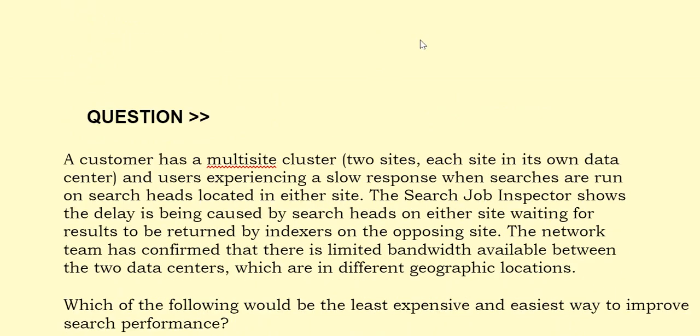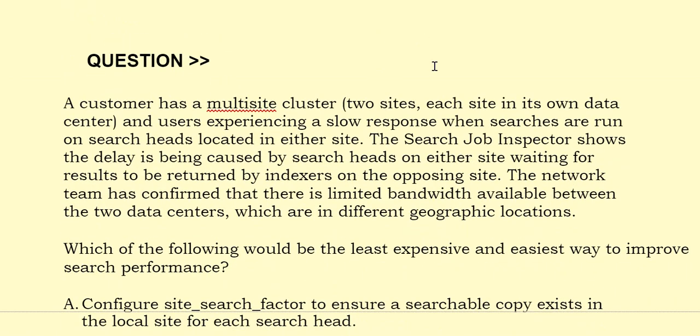The correct answer is option D. Moving towards the next question. A customer has a multi-site cluster, two sites, each site in its own data center, and users are experiencing a slow response when searches are run on search heads located on either site. The search job inspector shows the delay is being caused by search heads on either site waiting for results to be returned by indexers on the opposing side. The network team has confirmed that there is limited bandwidth available between the two data centers.